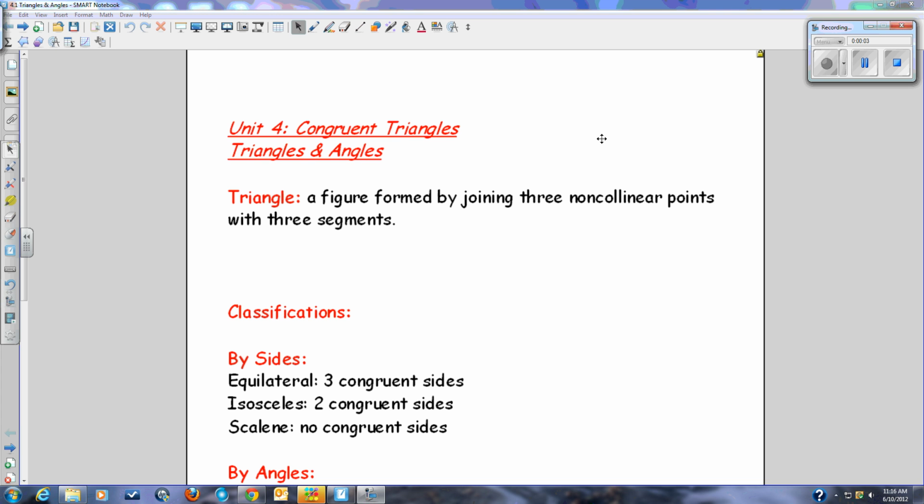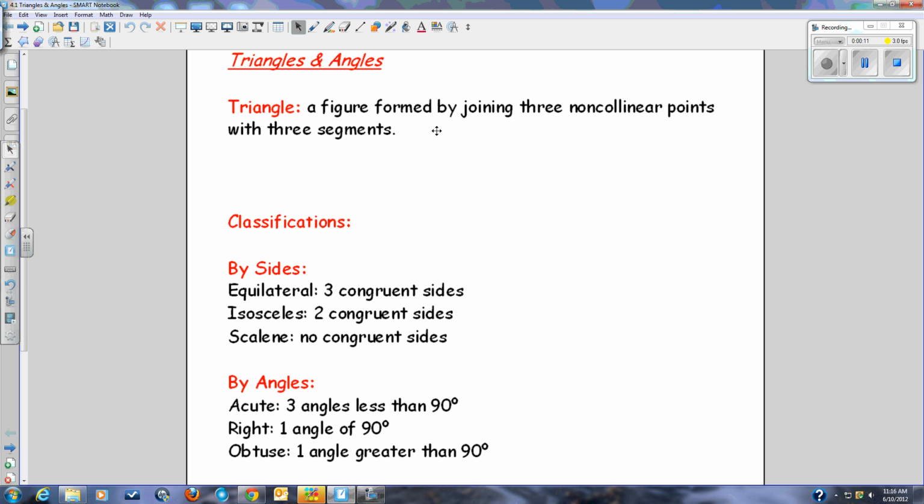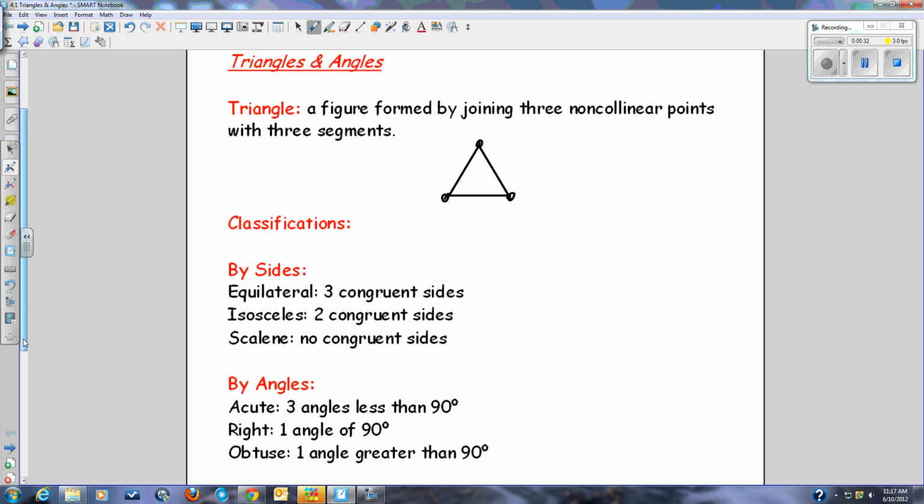Today we're going to be talking about triangles and angles. To begin with, let's give the definition for a triangle. A triangle is a figure formed by joining three non-collinear points with three segments. So we've all, of course, seen a triangle before. There we go. Three non-collinear points. You can see them right here. And we're joining them with three segments.